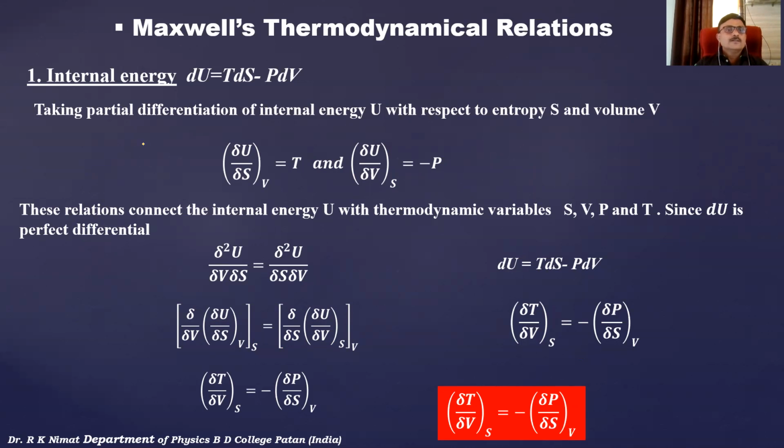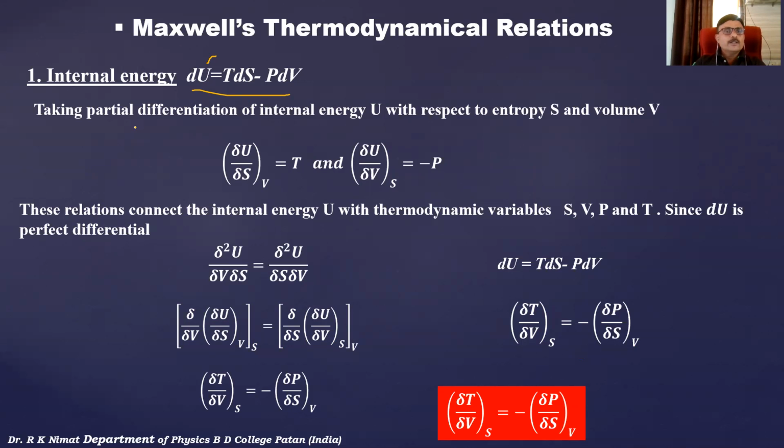Consider first the thermodynamic potential, the internal energy. We have derived the expression for the change in internal energy as dU is equal to TdS minus PdV. Remember here that dU is a perfect or exact differential. Why is it called a perfect or exact differential? Because it depends only on the state of the thermodynamic system. It doesn't depend upon the path followed by the thermodynamic system. Hence it is an exact differential. So we know that dU is equal to TdS minus PdV, and this is of the form dz is equal to M dx plus N dy.